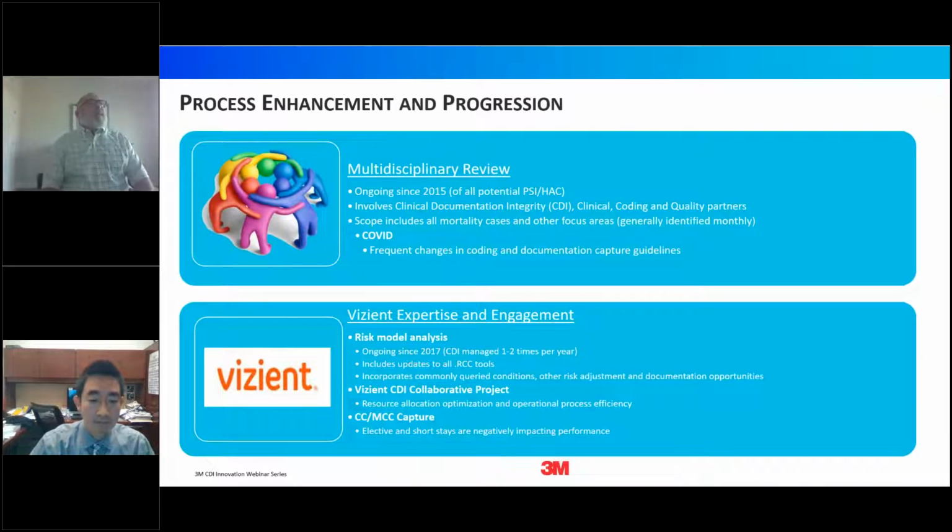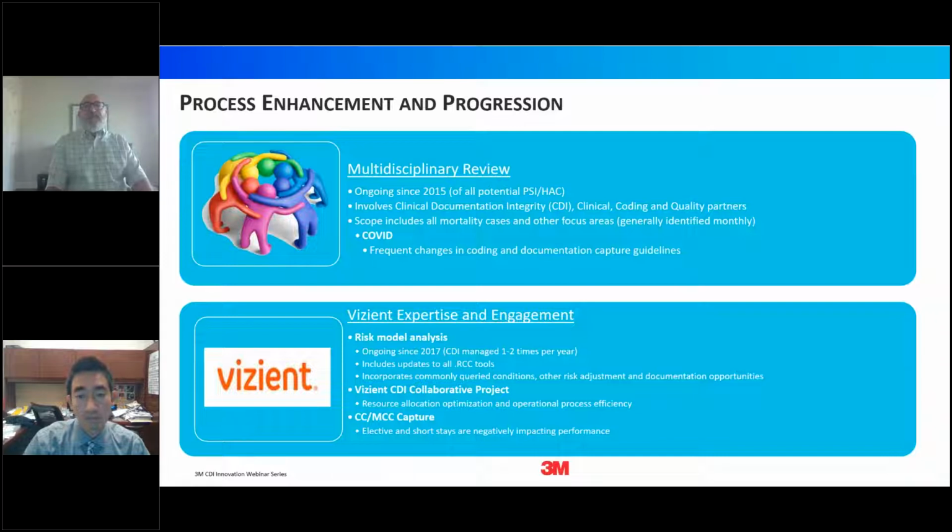So we've been doing multidisciplinary reviews since 2015 of all potential PSIs and HACs. And we have involved both CDI, the clinical partners, as well as coding and quality partners. So the scope includes the mortality cases. So we look at every mortality case from a multidisciplinary perspective.